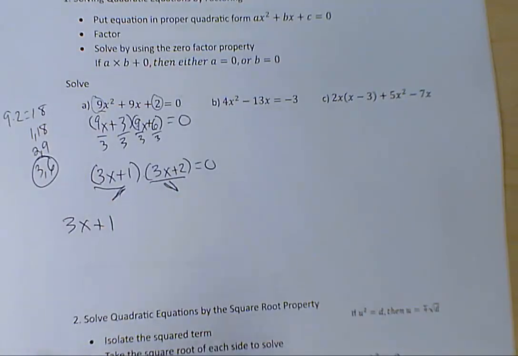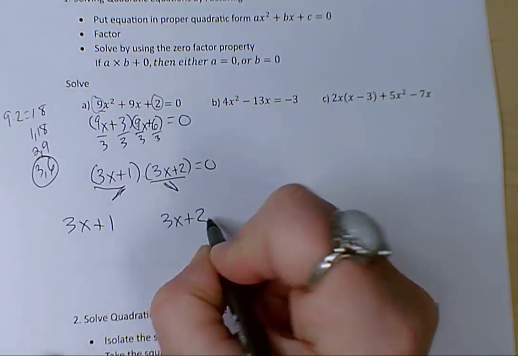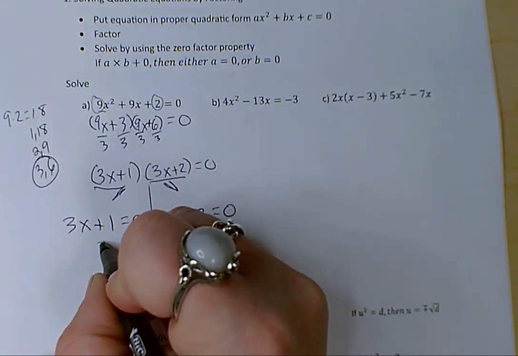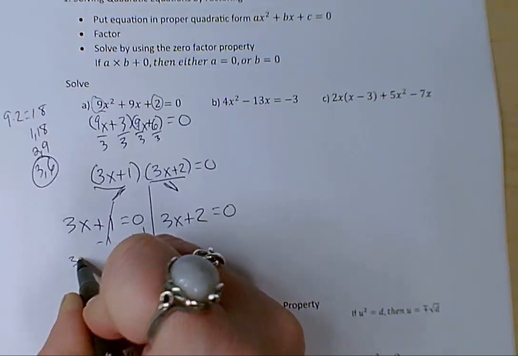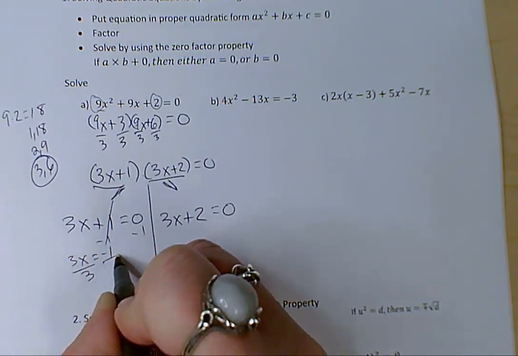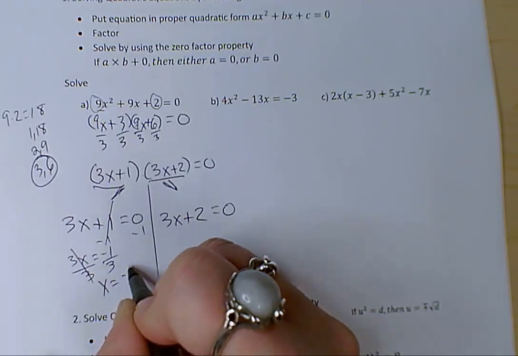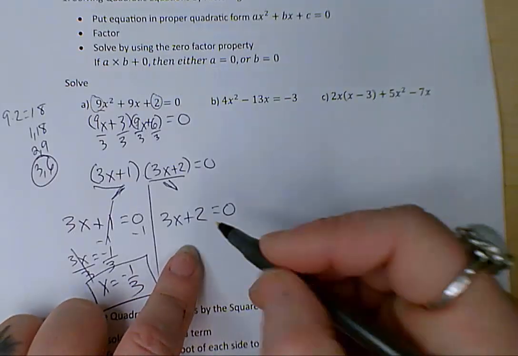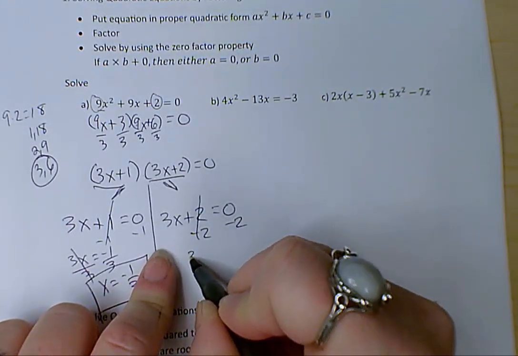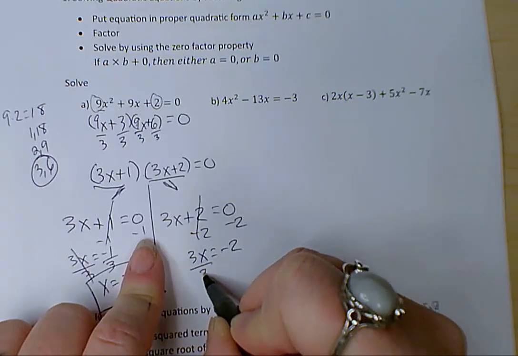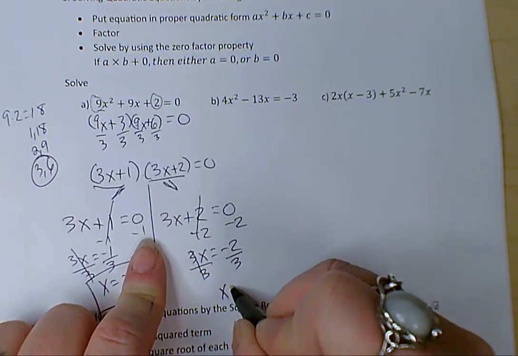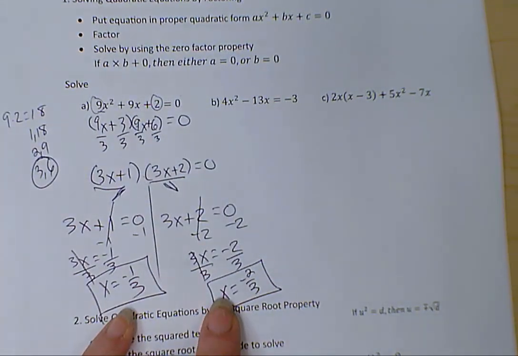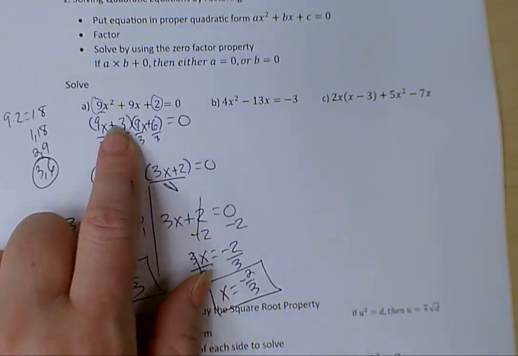Let's separate them. We have 3x plus 1, and we have 3x plus 2. Set them each equal to 0 and solve both equations. So for this one, subtract 1 on each side, divide by 3, and we have x is equal to negative 1/3. That is our first solution for this problem. Solve the second one: subtract that 2 on the other side, then divide out that 3, and we get that x is equal to negative 2/3. So those are our two solutions for this quadratic equation.